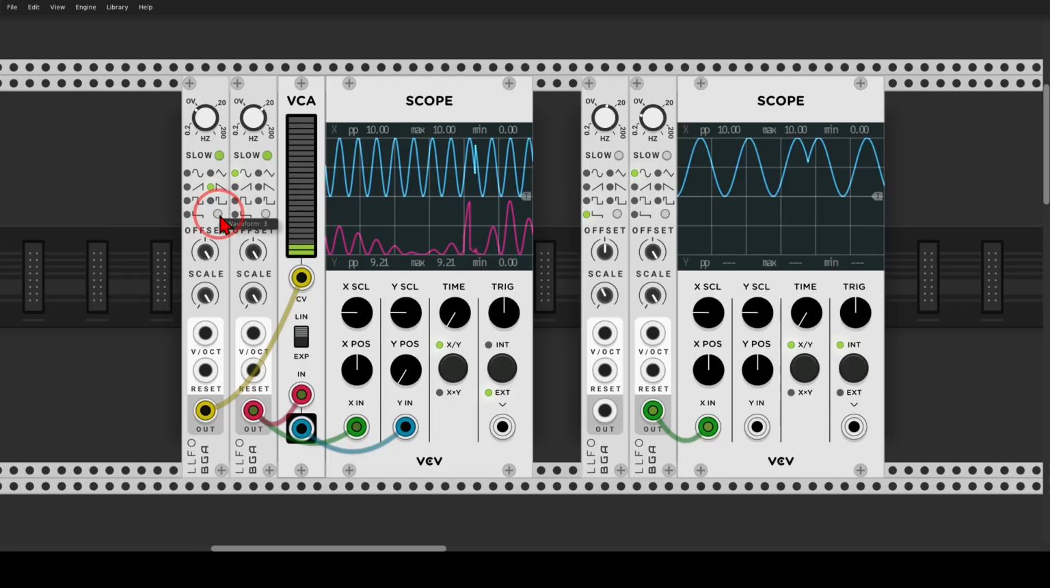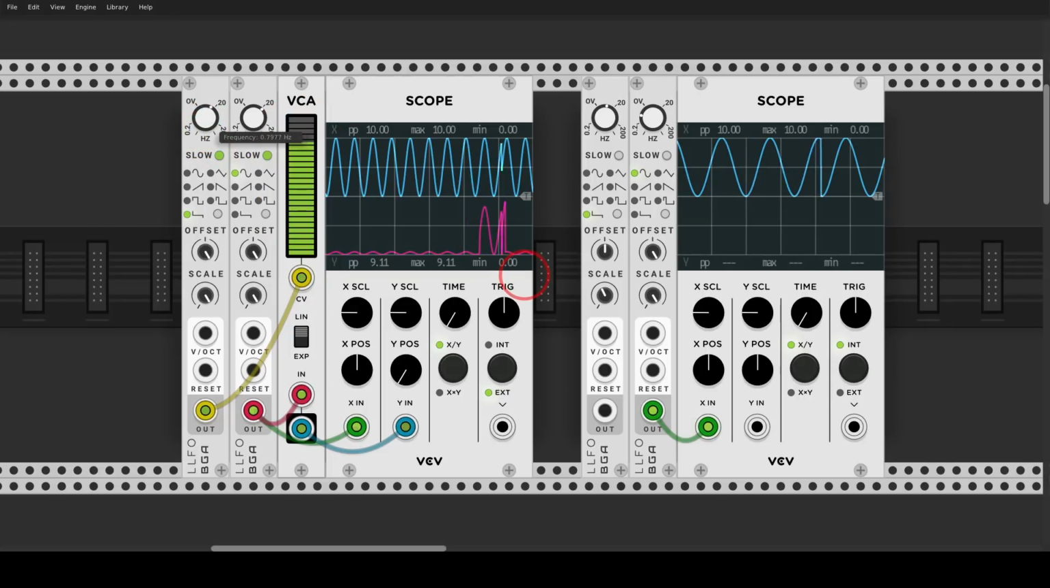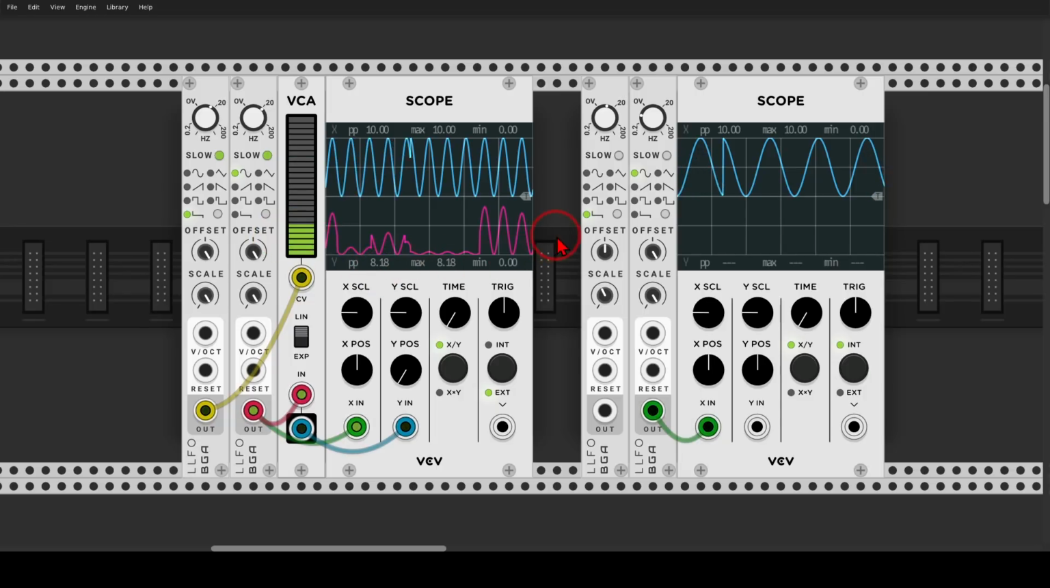So here I can choose a sample and hold waveform. You can see it moves here on the scope, on the VCA. Let me check, let me put the rate a bit up. And you can see again the results here on the scope.